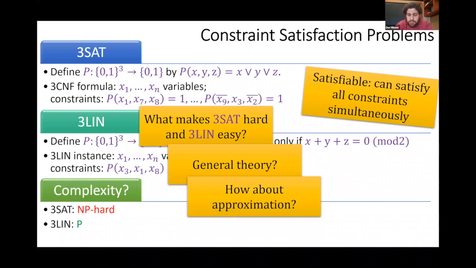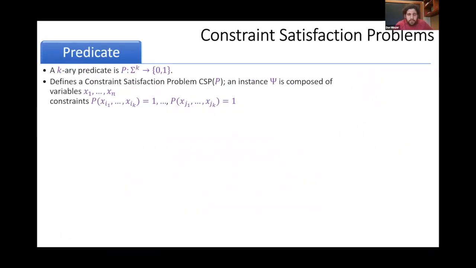And later on, and this is where our work comes in, I'm going to talk about approximation. So far we're only talking about satisfiability, but you can also generalize the discussion to approximation. So let's state things a bit more generally. In general, a constraint satisfaction problem is defined by a predicate P. We think of K-ary predicates, where K is some constant. You can think about it as 3 or 10 or something like that. And you have some fixed predicate, meaning some map from sigma to the K to 0, 1, where again, K is constant and sigma is some finite alphabet.